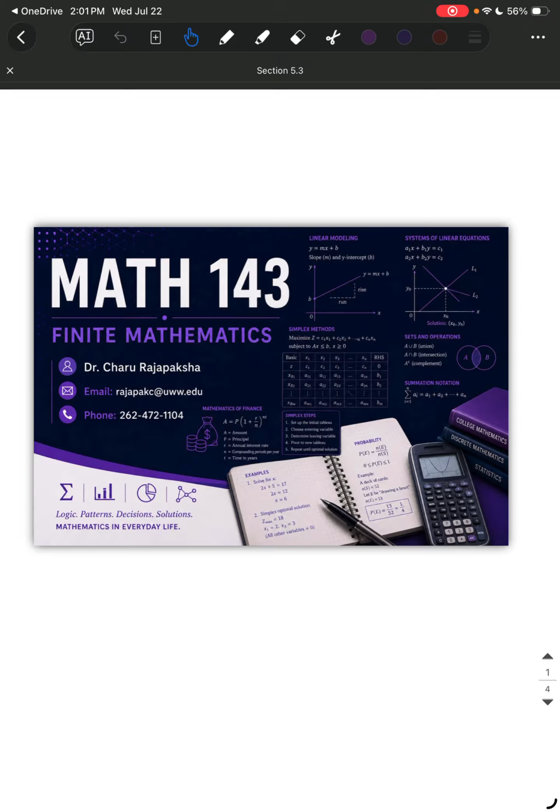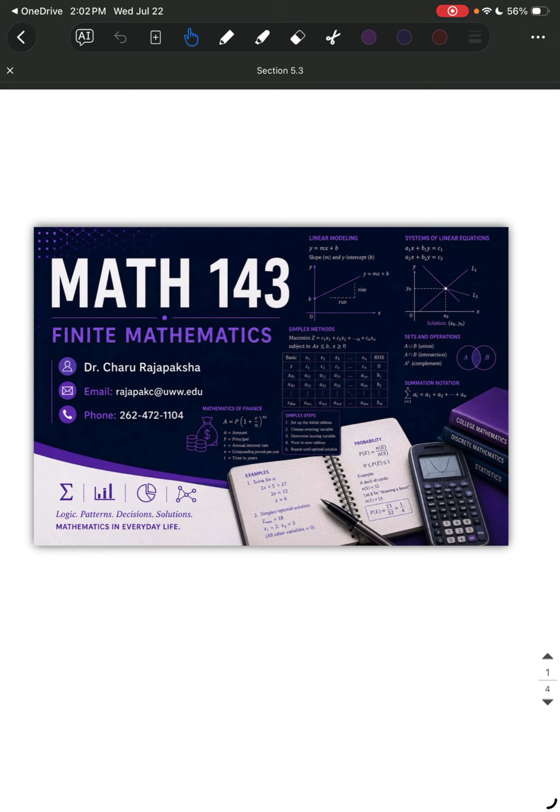Okay, by the end of today's lecture, you should be able to explain the meaning of loan amortization, calculate the periodic payment requirement to repay a loan, explain the meaning of a sinking fund, calculate the regular deposit requirement to reach a savings goal, and distinguish between amortization and sinking fund problems.